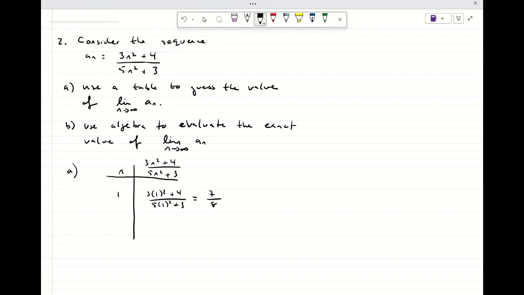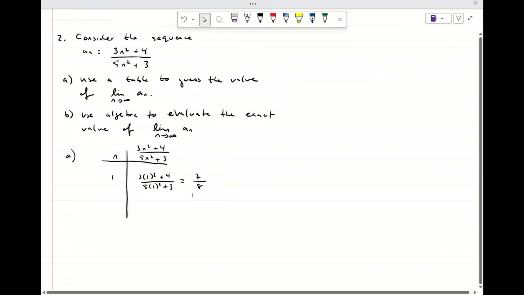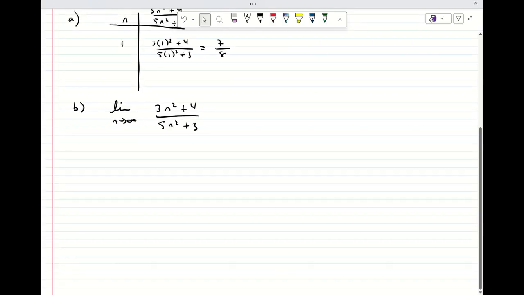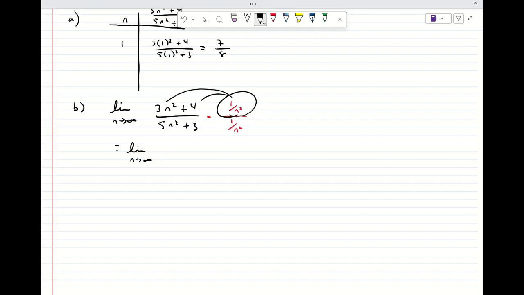But we can do a whole lot better by using algebra. So if we're considering taking the limit through algebra, whenever you're taking the limit of a quotient of polynomials, we can multiply by just the right expression to see some cancellations in our computations. So I'm going to multiply the top and the bottom by 1 over n squared. By doing this, I can take that 1 over n squared and distribute it to both of these terms.